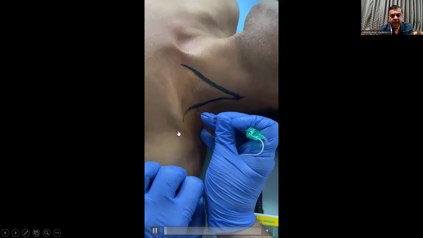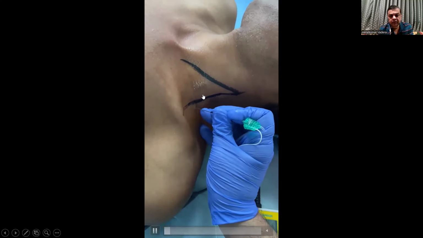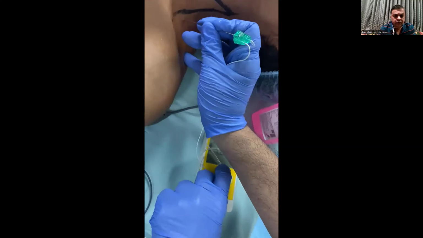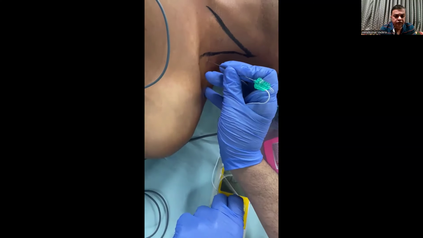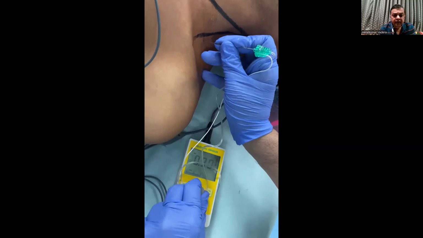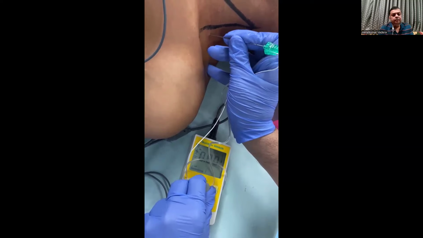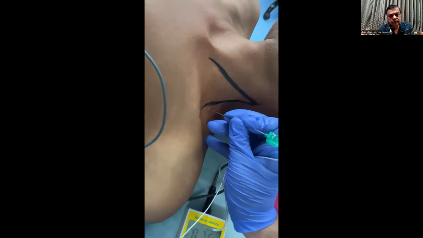You can see I marked both the heads of sternocleidomastoid. I'm posterior to it. I'm looking for the biceps contraction, and you can see the biceps contraction. I start the current with 1 or 1.2, then I will reduce the current up to 0.5 milliamp and look for the response. And if I get the response, I can inject 15 to 20 ml of 0.2% ropivacaine.